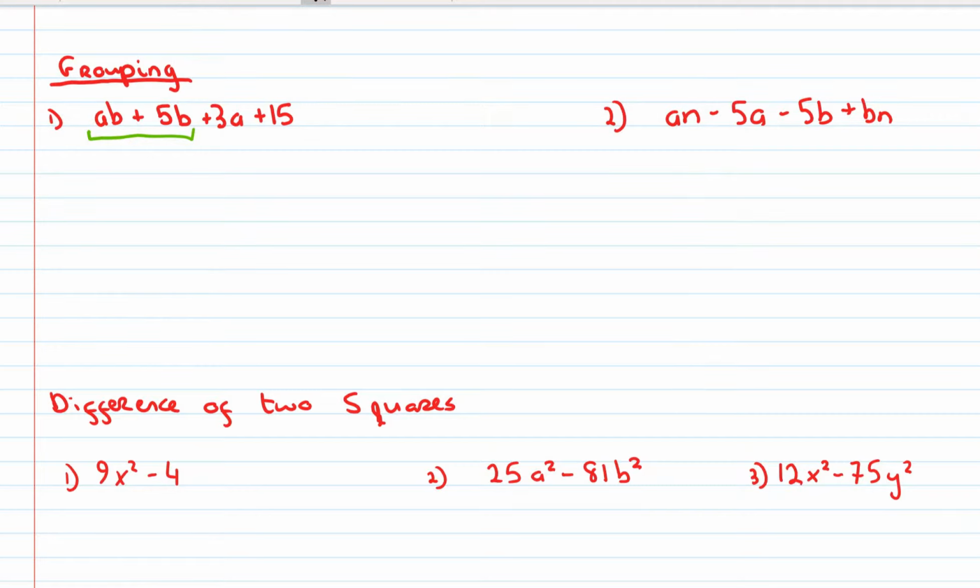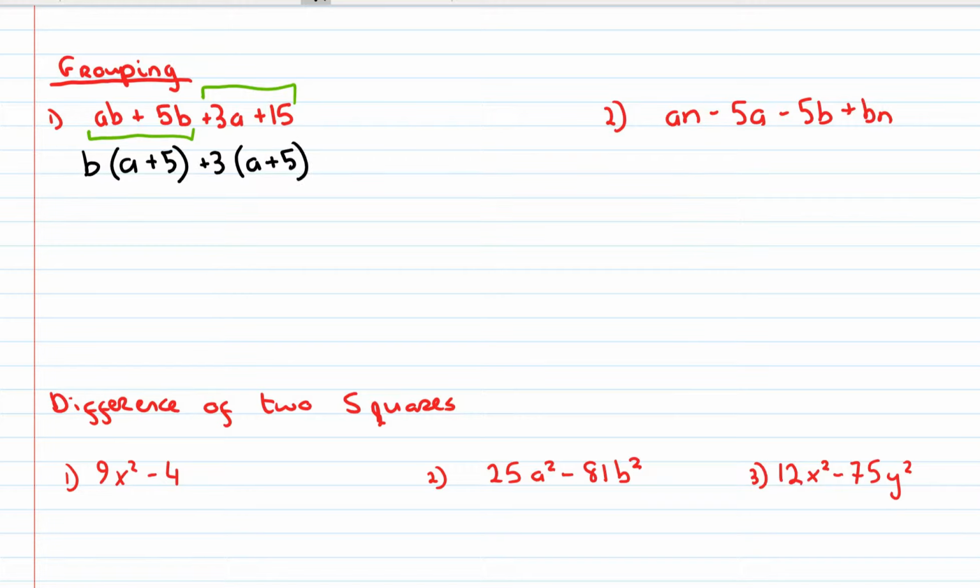What's common to both of these? Well, there's a b common to both of these. And I have to multiply b by a to get to ab. And I have to multiply b by 5 to get to 5b. And now we do the same for here. So what's common to both? There is 3 common to both. And I have to multiply 3 by a to get to 3a. And I have to multiply 3 by 5 to get to 15.